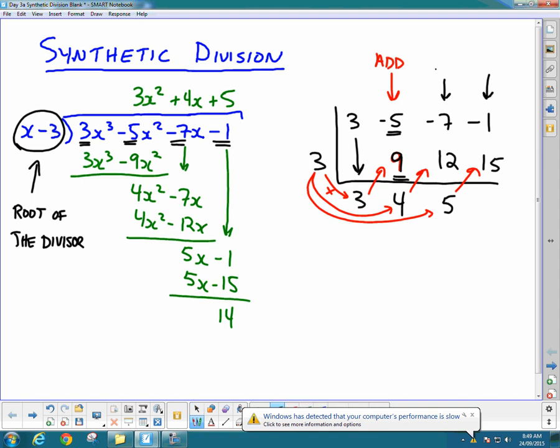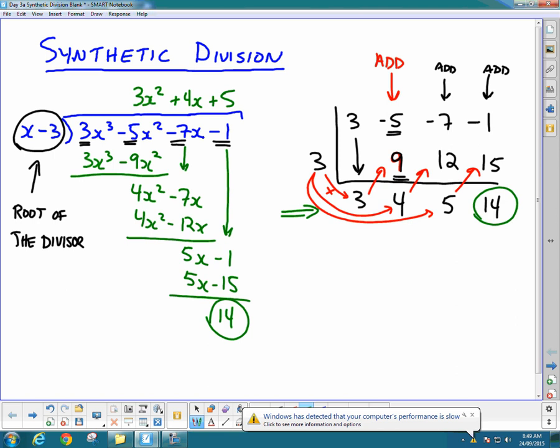Add this column. So we've added, add again, and we get negative 1 plus 15 is 14. And then what you'll see is your answer will all be in here. But I kind of work backwards. The last number is the remainder. So I circle it just so there's no confusion. If you compare it to our actual long division, we see the remainder is 14.